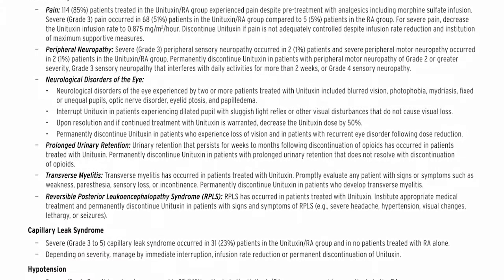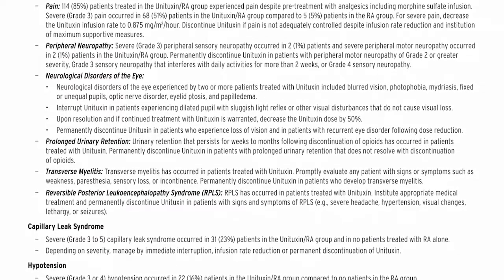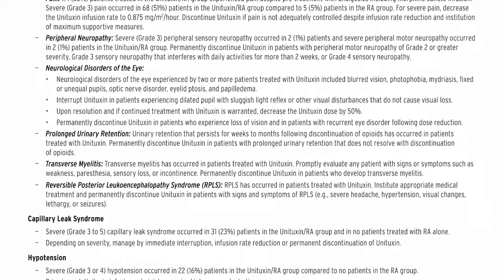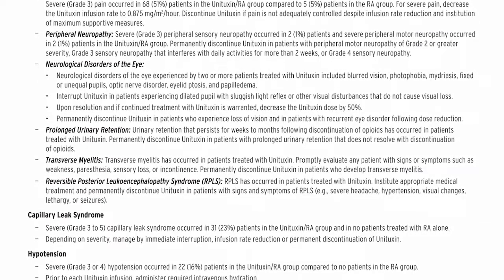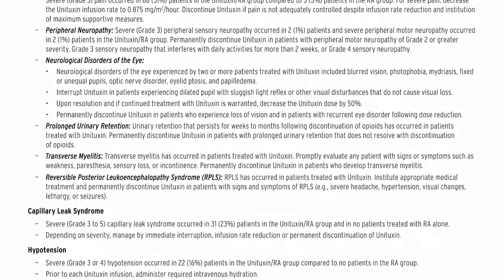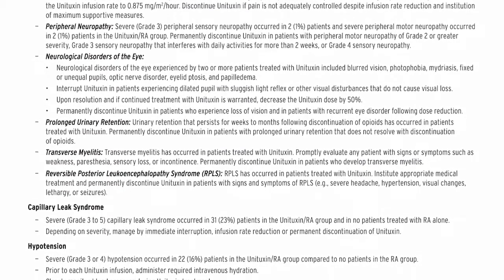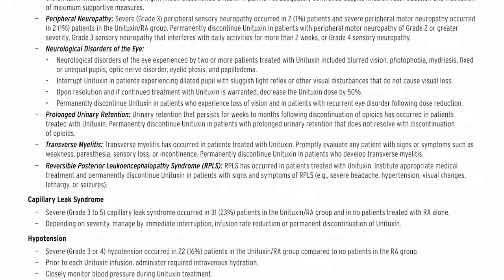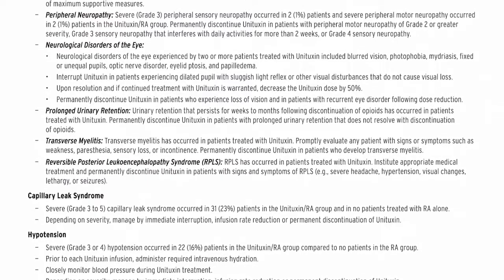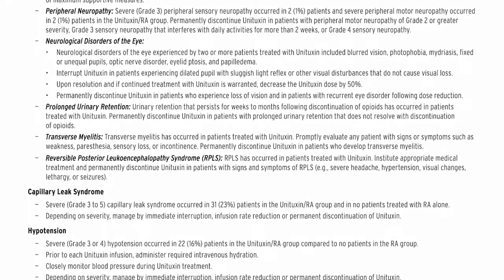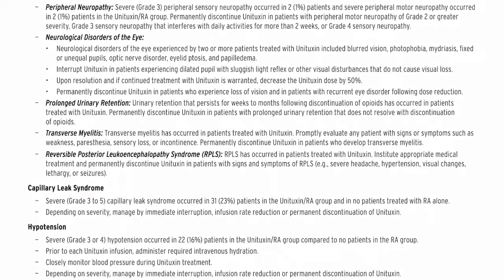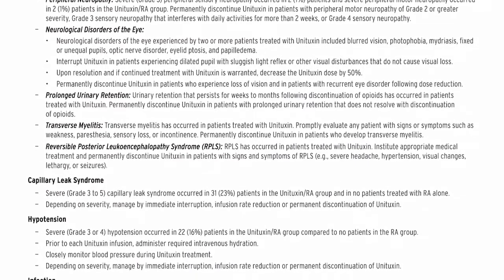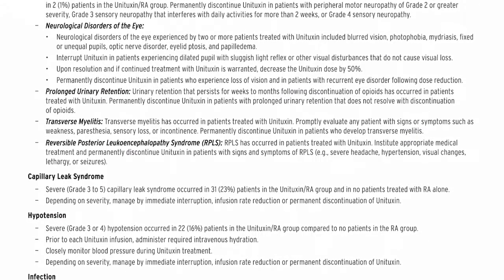Prolonged urinary retention. Urinary retention that persists for weeks to months following discontinuation of opioids has occurred in patients treated with Unituxin. Permanently discontinue Unituxin in patients with prolonged urinary retention that does not resolve with discontinuation of opioids. Transverse myelitis. Transverse myelitis has occurred in patients treated with Unituxin. Promptly evaluate any patient with signs or symptoms such as weakness, paresthesia, sensory loss, or incontinence. Permanently discontinue Unituxin in patients who develop transverse myelitis.